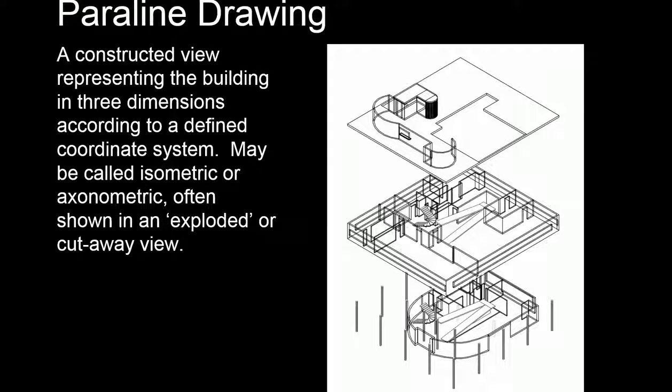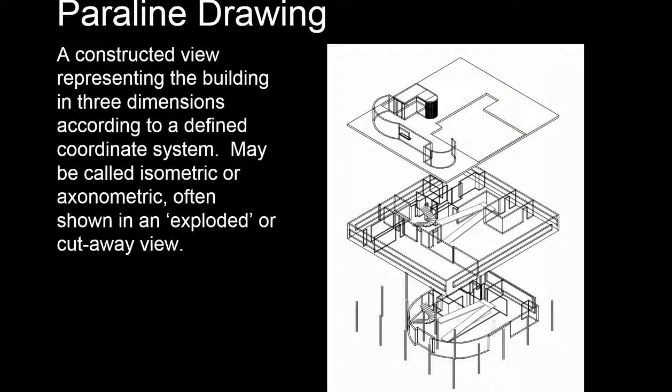This is the Villa Savoie by an architect named Le Corbusier. He was, I believe, Swiss, but practiced in France. And what you're looking at here is a kind of diagram, a Paraline drawing diagram of his 5 points of architecture. All right.